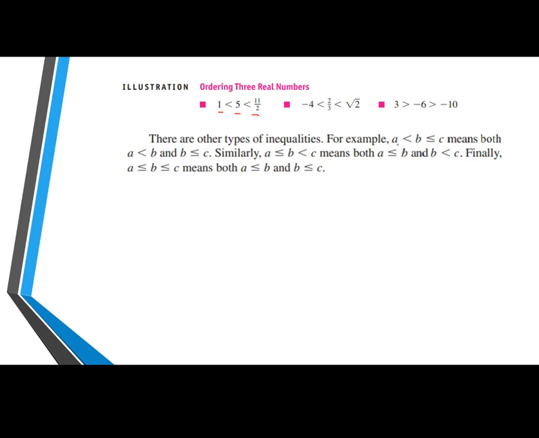For example, A is less than B, but B is less than or equal to C, means both A is less than B and B is less than or equal to C. Similarly, A is less than or equal to B, then B is less than C, means both A is less than or equal to B and B is less than C. Finally, A is less than or equal to B, then B is less than or equal to C, means both A is less than or equal to B and B is less than or equal to C.